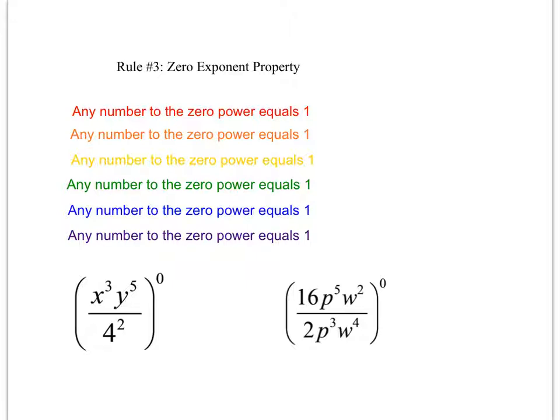Last rule, rule number 3, is the zero exponent property. So any number to the 0 power equals 1. So this whole term right here, doesn't matter what's inside the parentheses, it's all to the 0 power. So it comes out to be 1. Good rule to remember because we will see this quite a bit.